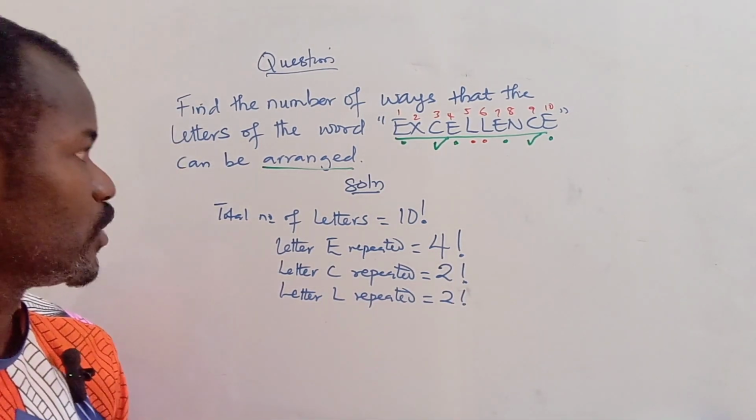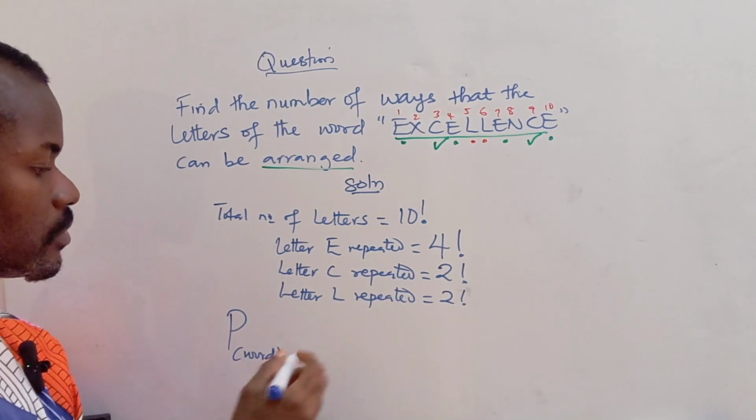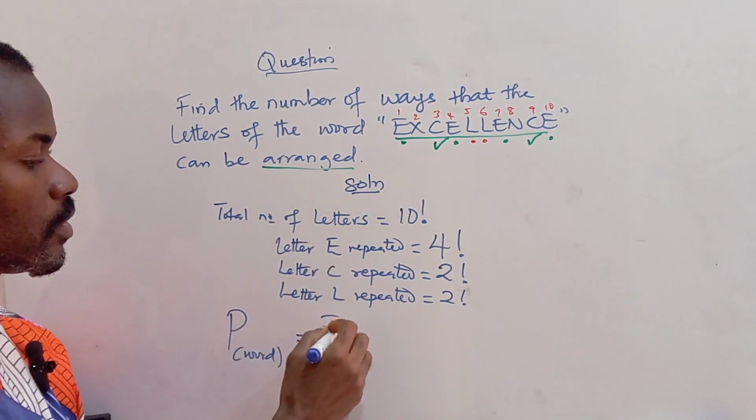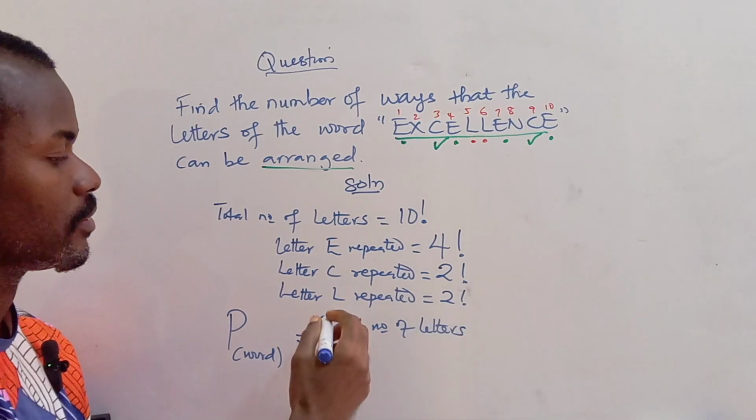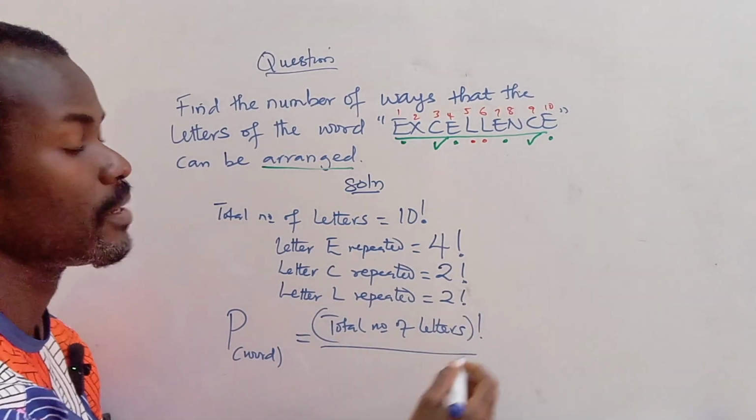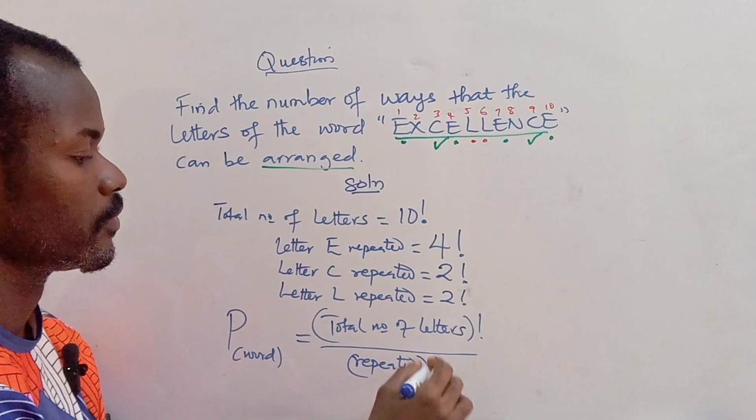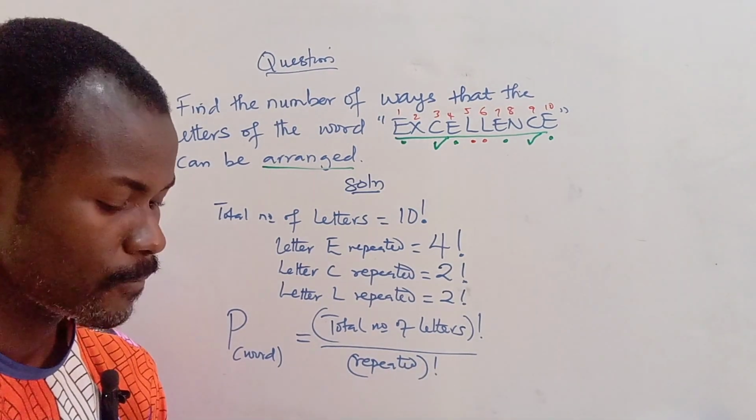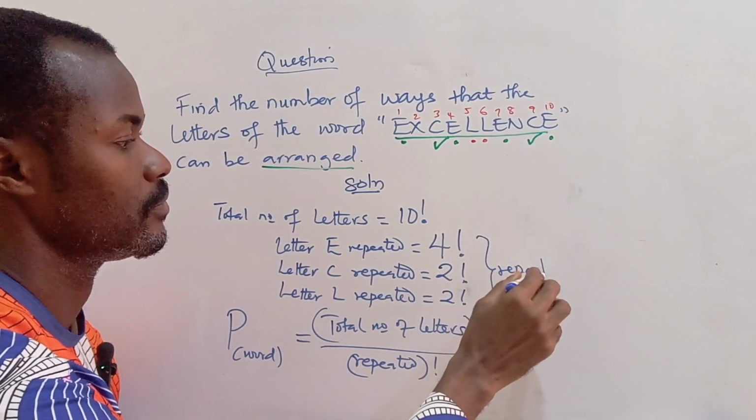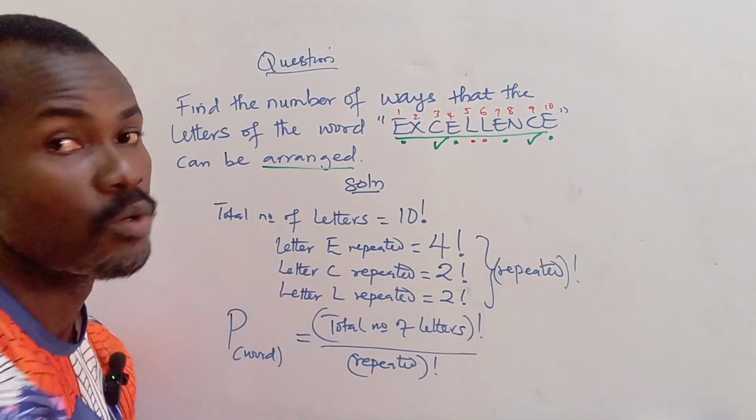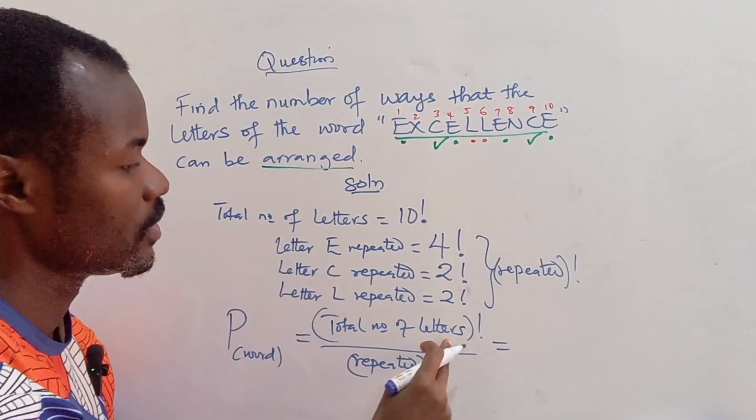So now, how do we permutate it? The permutation of the word is going to be the total number of letters factorial, divided by the repeated letters' factorials. So one thing you want to know is all of these fall under the repeated ones. So if we are going to substitute, the total is this.